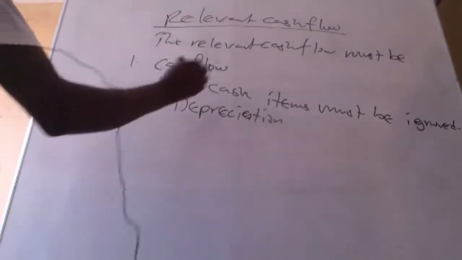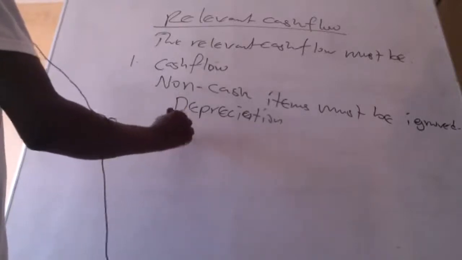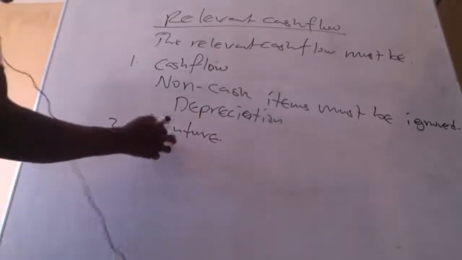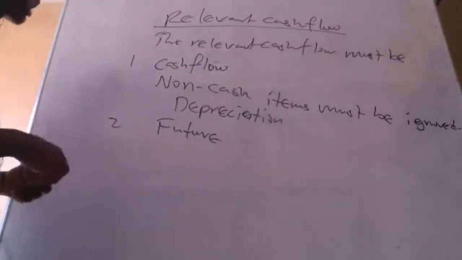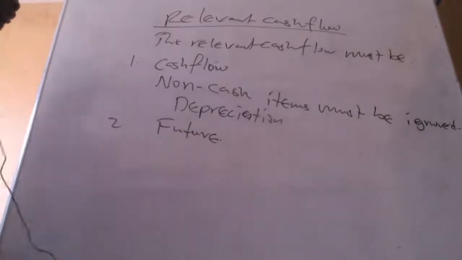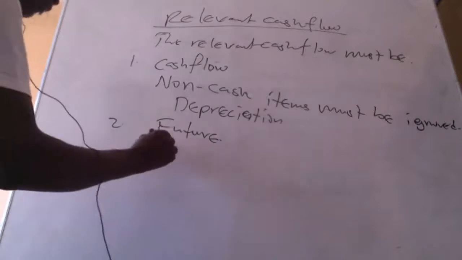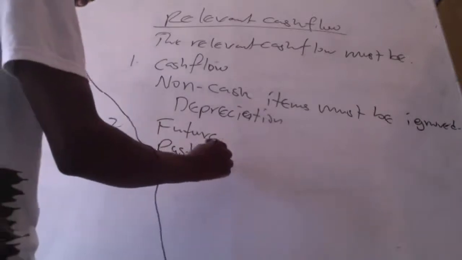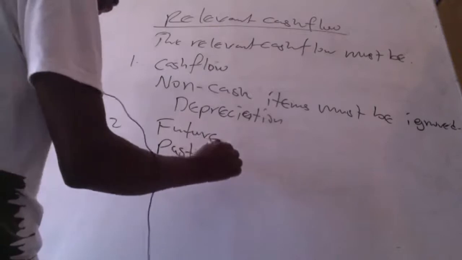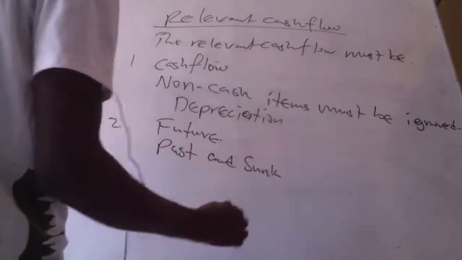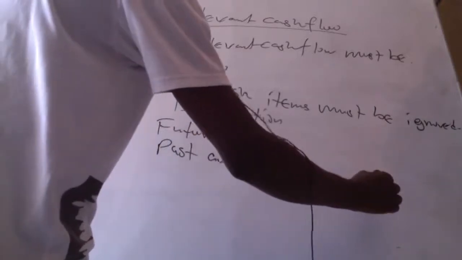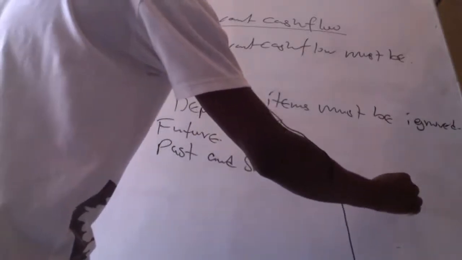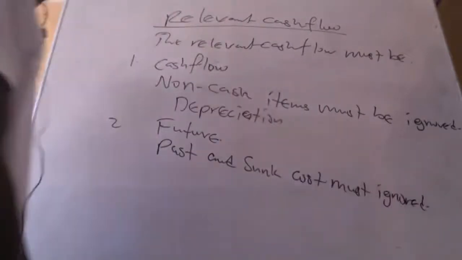Second, it must be in the future. Wow, I like that. The relevant cash flow must be in the future, it must occur in the future. It means that past and sunk costs must be ignored. Each and every stage, what we use to worry about.